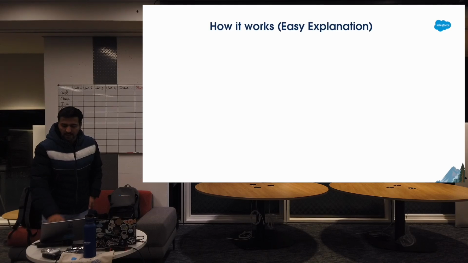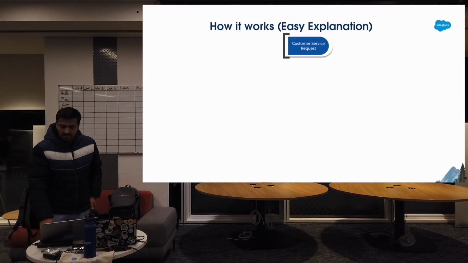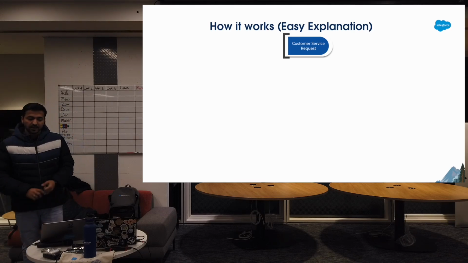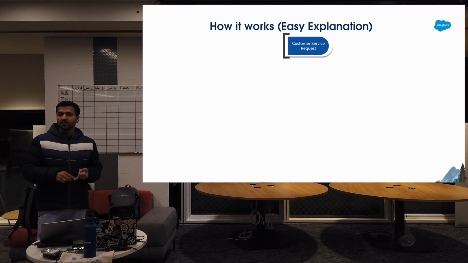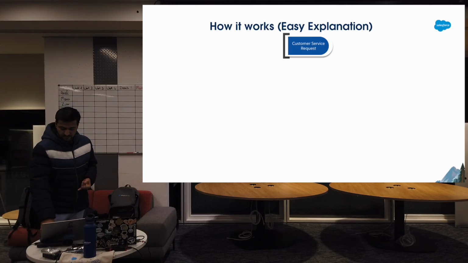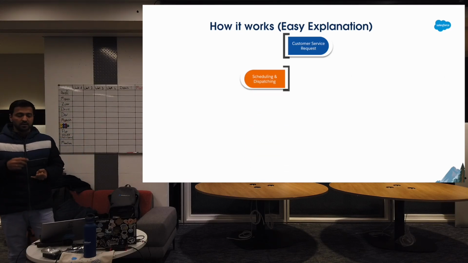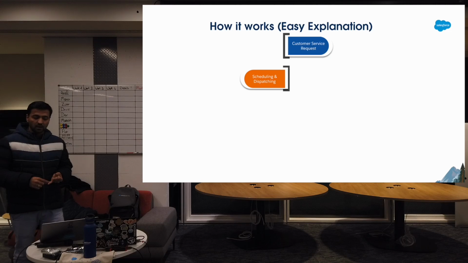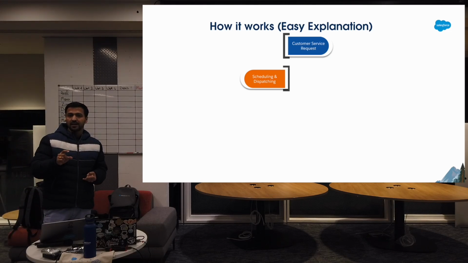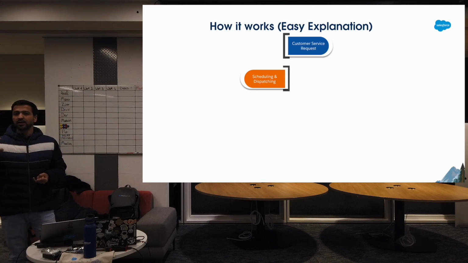How it works. I break it down into 5 different segments. Customer service request: a customer calls or submits a request online. Then once the customer has submitted the request successfully, the system will automatically schedule and assign the job to the right technician based on their location, availability, skills, etc.